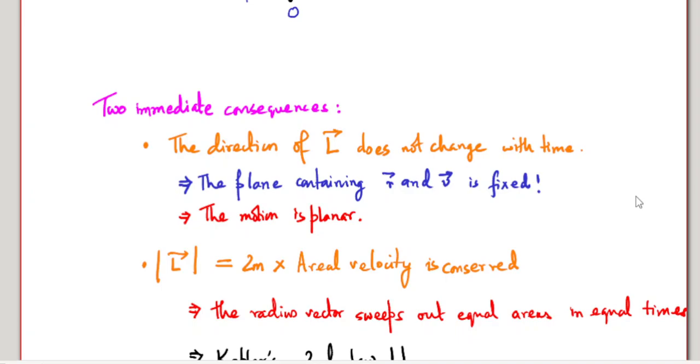And that means the radius vector, the vector joining the origin to the point where the particle is, the position vector in other words, must sweep out equal areas in equal times. Now if this sounds familiar to you, it should be. This is the famous second law of planetary motion due to Kepler.